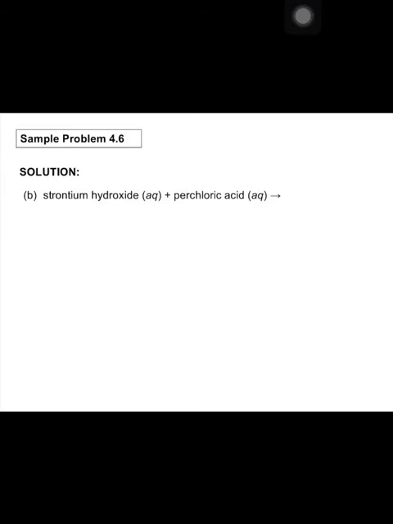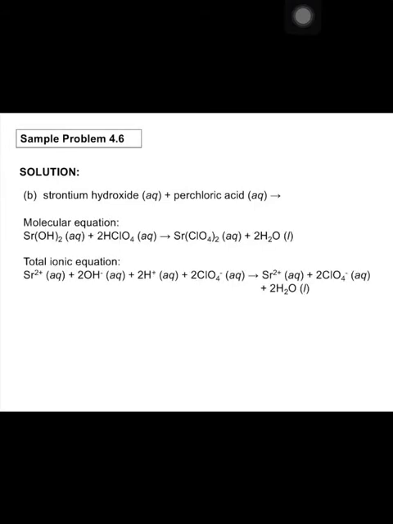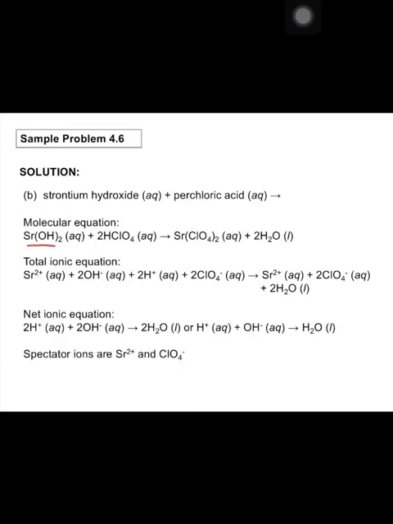B, kita ada a totally different acid dan base. Tapi dua-dua ni adalah strong acid and strong base. Strontium hydroxide is a strong base. Perchloric acid is also a strong acid. So when you write the molecular equation, so this is the formula of strontium hydroxide and this is formula of perchloric acid, HClO4. By exchanging its partner, dia akan hasilkan water dan juga this is our salt, strontium perchlorate kat sini. And then yang ni macam biasalah, exchange partner, exchange charge.